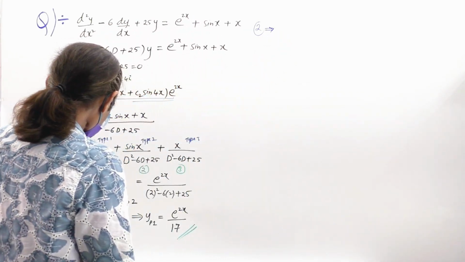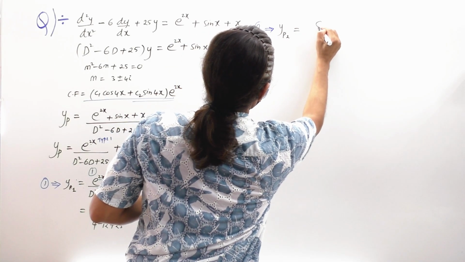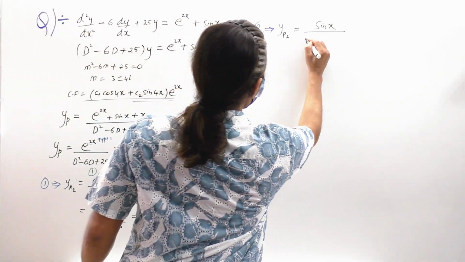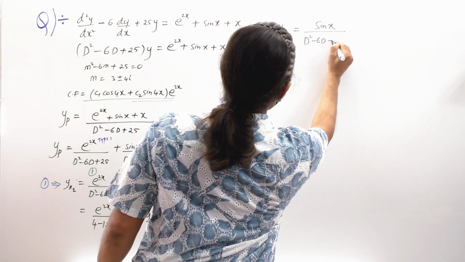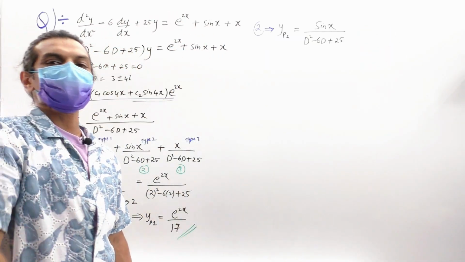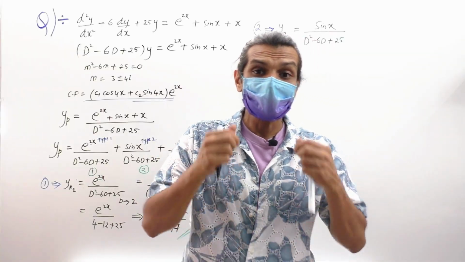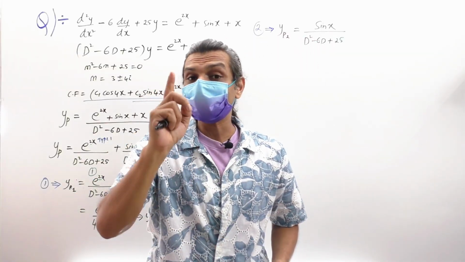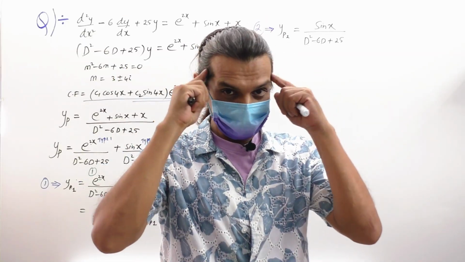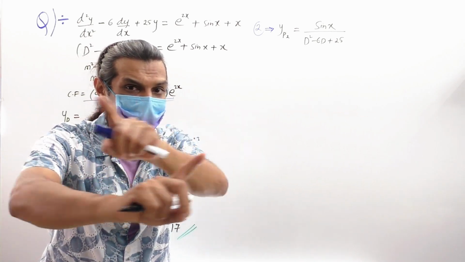Second one is, I will take this as yp2. yp2 is equal to sin x whole divided by d square minus 6d plus 25. And as you already know, in type 2 the numerator is trigonometric, sin x or cos x, upon f of d. Here we only replace d square by minus a square, do not touch the d's. Listen, again I repeat, only d square by minus a square, we do not touch the d's.